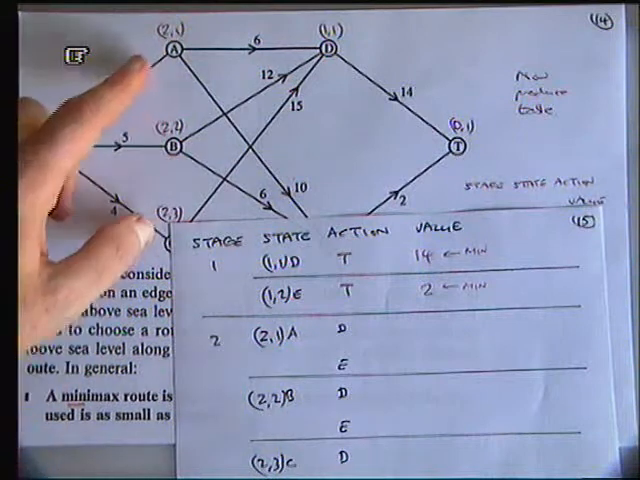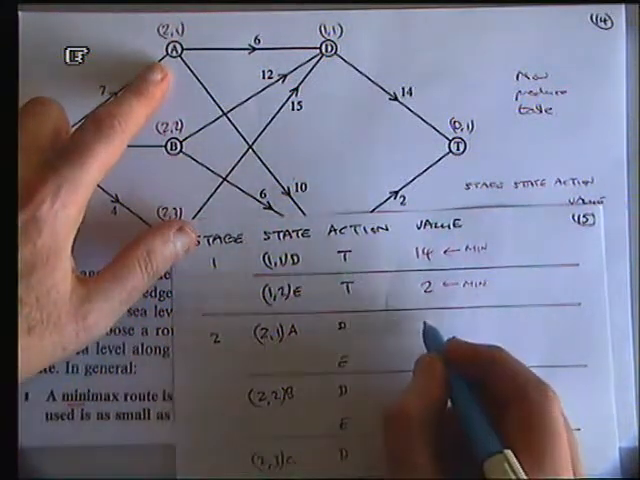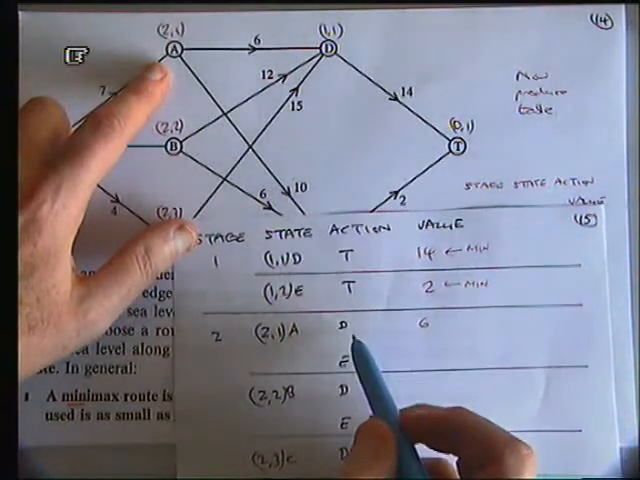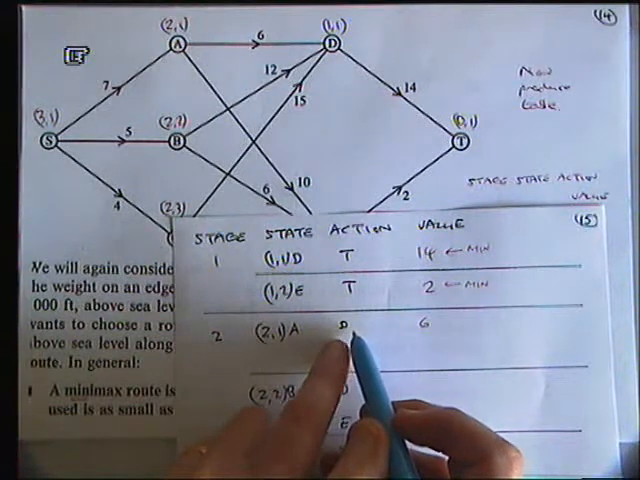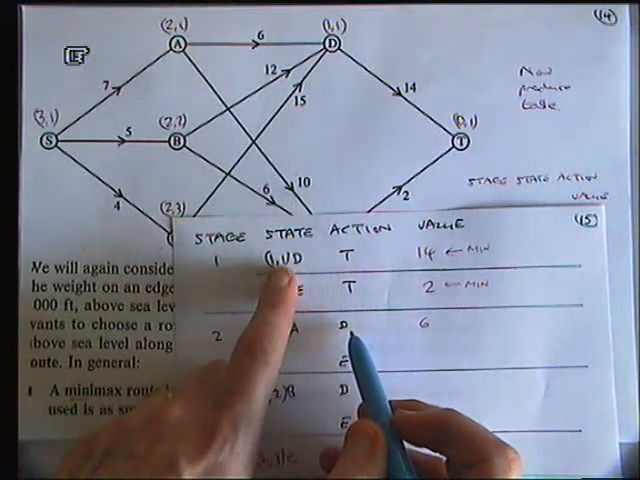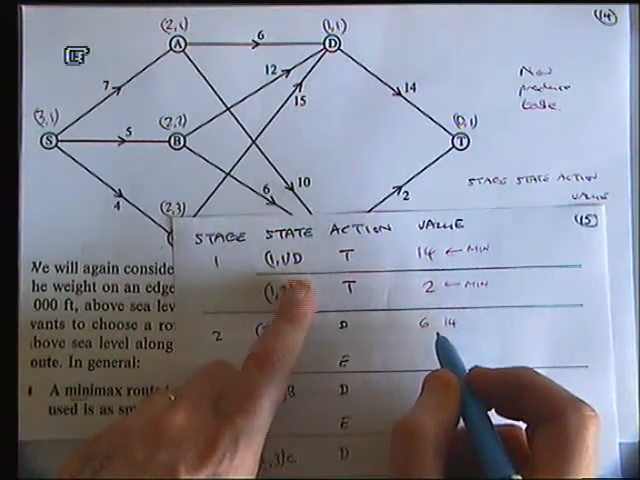If we look at 2, 1, which is up here, 2, 1 is going from A to D, which is 6. And then when we're at D, we've got to look up in a higher stage and find D over here. And we know from D, we've got 14. We're not adding those together.